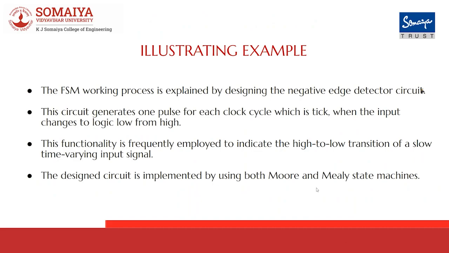Okay, so now I'll explain the example. The FSM working process is explained by designing the negative edge detector circuit. The designed FSM can be used in automata applications like vending machines. This circuit generates one pulse for each clock cycle, called a tick, when the input changes from logic low to logic high. The functionality is frequently employed to indicate the high to low transition of a slow time-varying input signal. Now we will be implementing the same using Moore and Mealy state machines. So next slide.